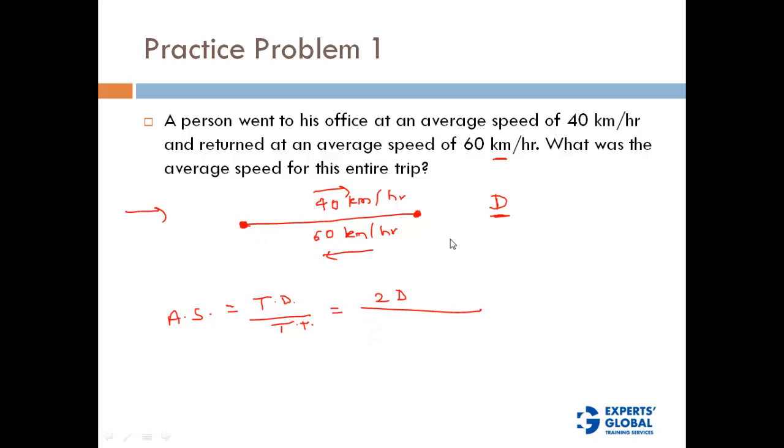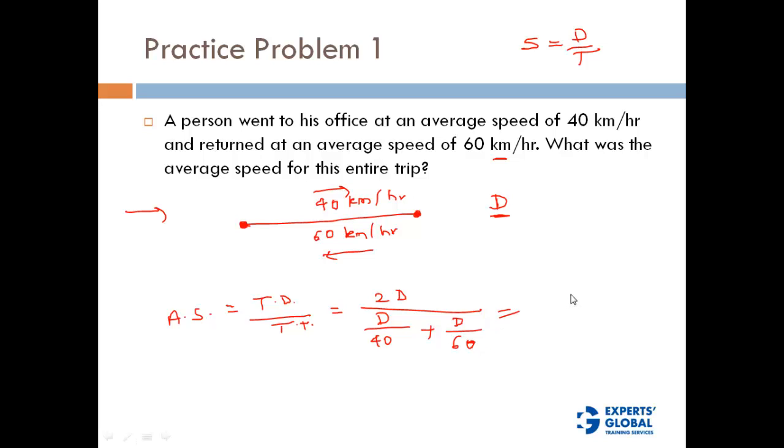Always remember this: speed is equal to distance by time. That means time is equal to distance by speed. So how much distance is he traveling? He is traveling d kilometers at a speed of 40 kilometers per hour. So this is the time taken by him, plus the returning time, which is going to be d divided by 60. Correct? So d by 40 plus d by 60 is going to be the total time. 2d is the total distance. So average speed is going to be 2d divided by d by 40 plus d by 60.